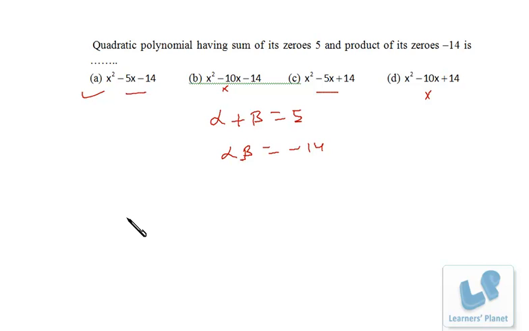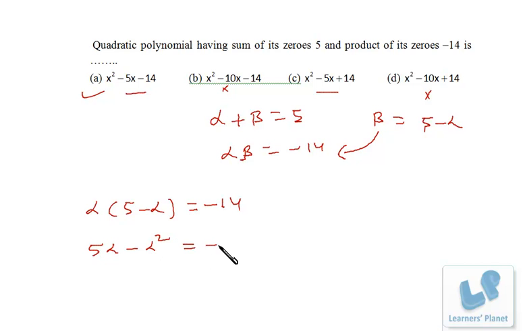Now how do we solve that? Just listen to me carefully. See, alpha plus beta is 5 and alpha beta is minus 14. So from this equation, I get the value of alpha or maybe beta. So beta is equal to 5 minus alpha from this, right? Now the value of beta I'll put in this equation. So alpha into (5 minus alpha) is equal to minus 14. So it's 5 alpha minus alpha square is equal to minus 14, or I can say alpha square minus 5 alpha minus 14 is equal to 0.